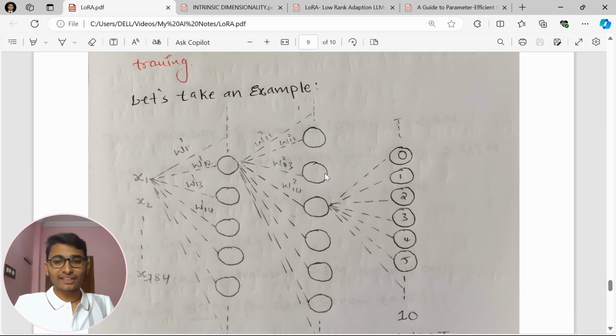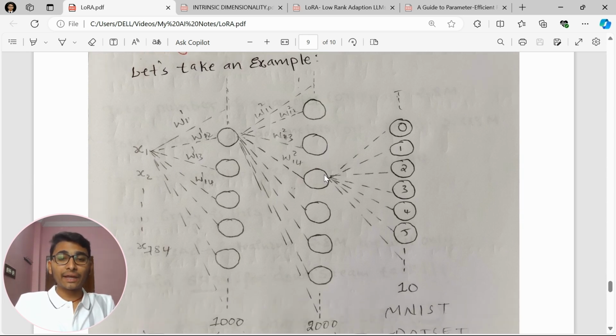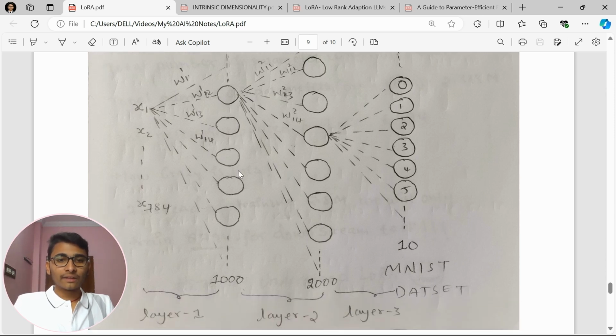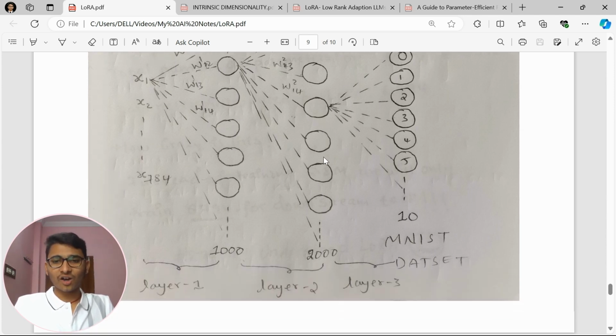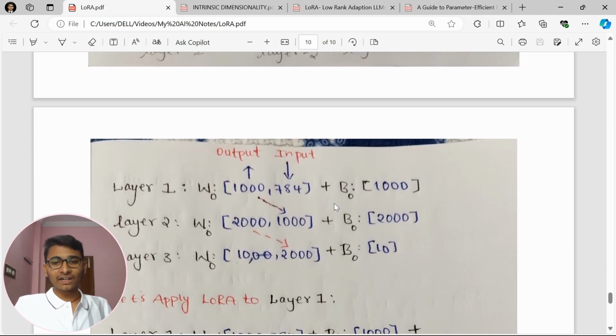And let's take another example. Here see, MNIST dataset is there. I hope you know, if you are in the AI field, the output will be 10 classes, 0 to 9. Input is x1 to x784. In the first layer there are 1000 neurons. In the second layer there are 2000 neurons. Output 10 neurons will be there. Layer 1, layer 2, layer 3.